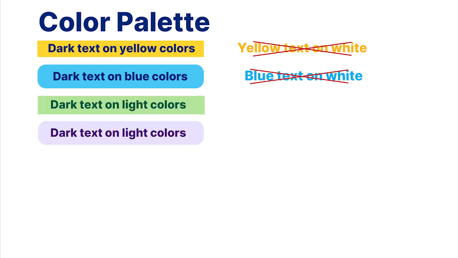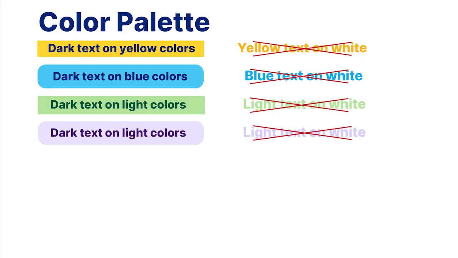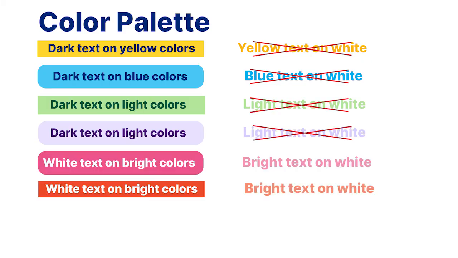One effective technique I found useful, which allows you to incorporate bright colors, yellows or blues, is to use blocks or shapes of color behind text. For example, dark text on a yellow background instead of yellow text on a white background, or dark text on a blue background instead of blue text on a white background, or dark text on light colors instead of light colors on a white background, or white text on bright colors instead of bright colors on a white background.